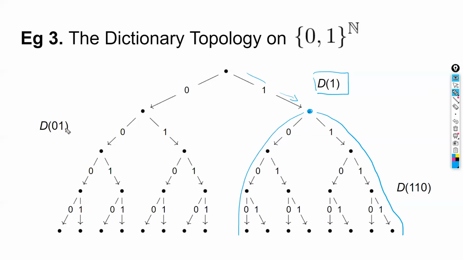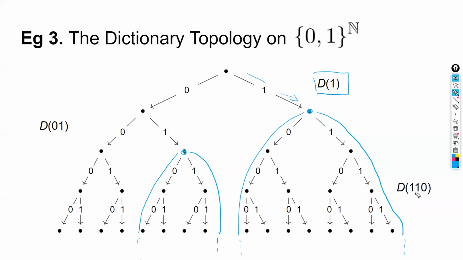Okay, let's do D of 0, 1 now. So here we start at the top, we go down to 0, we travel down to 1, we're right here. Okay, well, all of these paths are the paths that can be found down here in this corner of the tree. And these go on, of course.